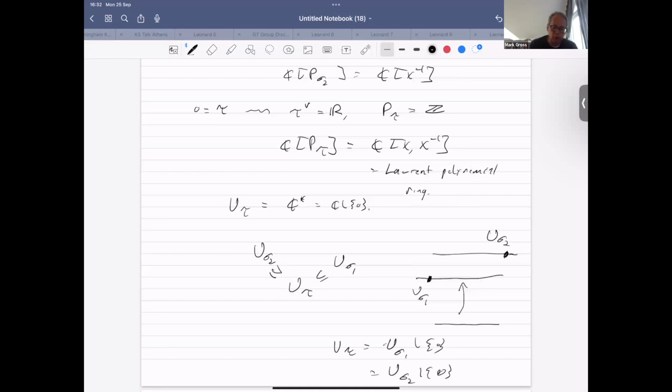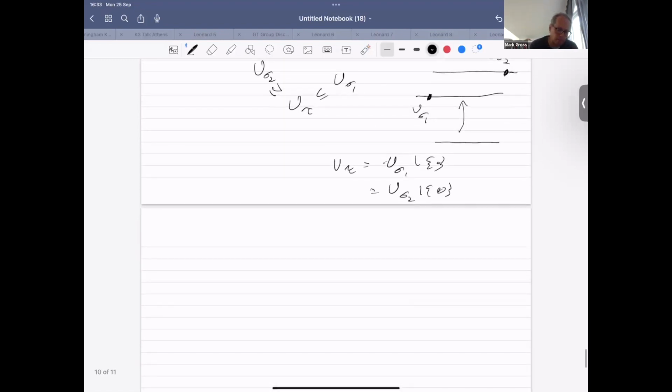Okay, so now what we can do is glue together U sigma 1 and U sigma 2 along this open subset, along U tau. And what we get is CP1. Because U sigma 1 and U sigma 2 are the two standard affine open subsets of CP1. If you think of CP1 as a Riemann sphere, in one of these open sets we remove infinity, in the other we remove 0. So this gives a description of CP1.